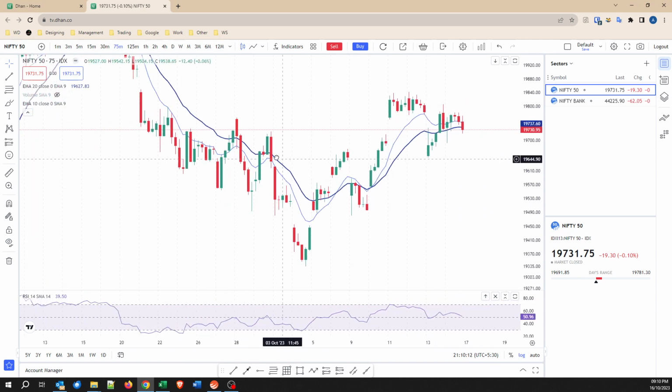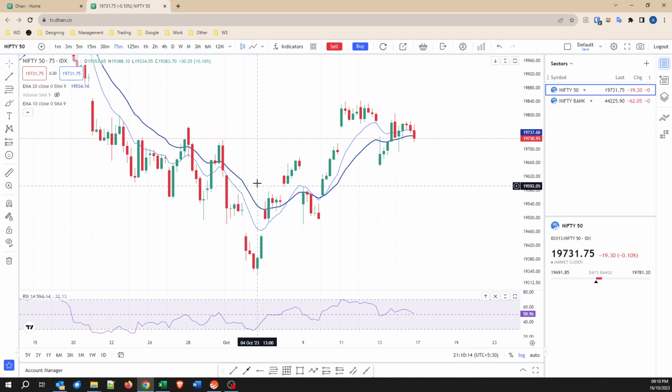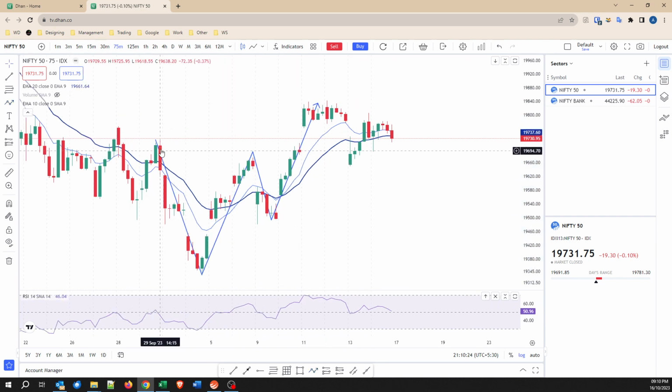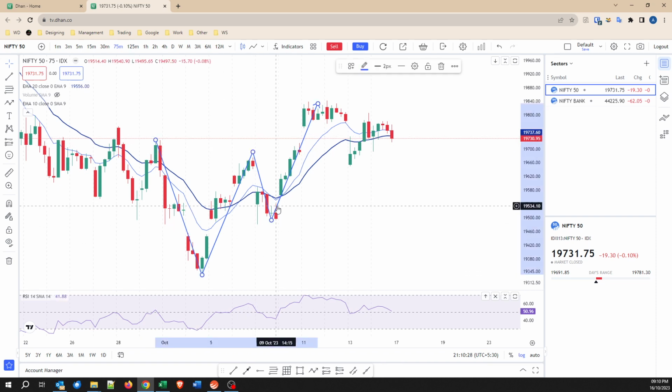So let's get started. As you can see on the 15-minute time frame, Nifty has started a bullish uptrend. This was the previous swing high. Let me mark it out for you. This was the previous low, and after that, see, this low was broken here. So this is our new low.